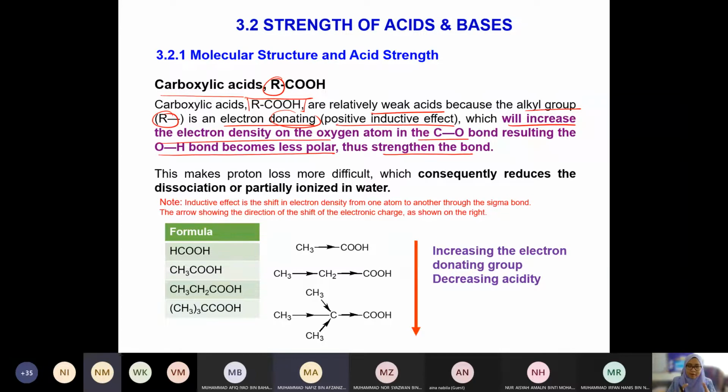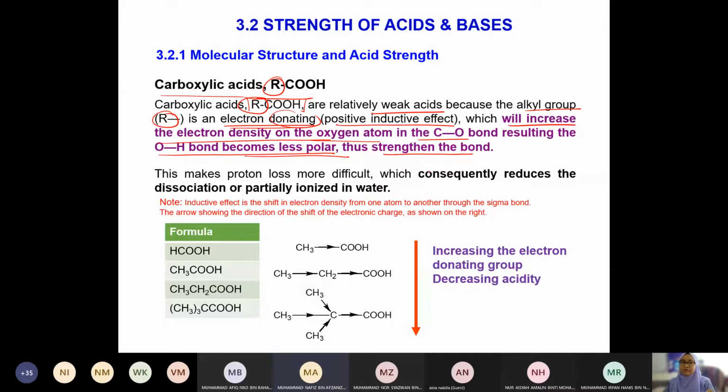When it strengthens the bond, it is harder to break the bond between the hydrogen and the oxygen. When it is difficult to break the bond, that means it is difficult to become an acid. Acid strength is measured based on how easily the hydrogen is removed. The easier it is removed, the easier it dissociates, the stronger the acid. But this is opposite in carboxylic acid due to the presence of R, because we have an electron donating group. So this increases the electron density on the oxygen atom in the CO bond, resulting in the OH bond becoming less polar, thus strengthening the bond.